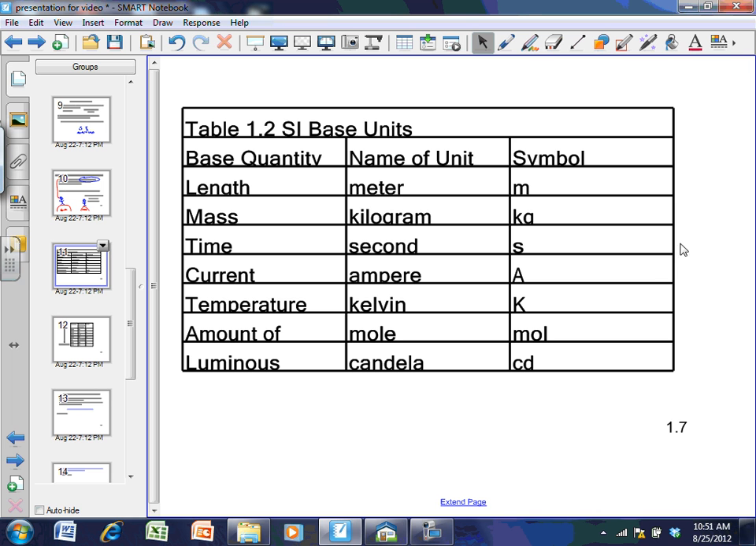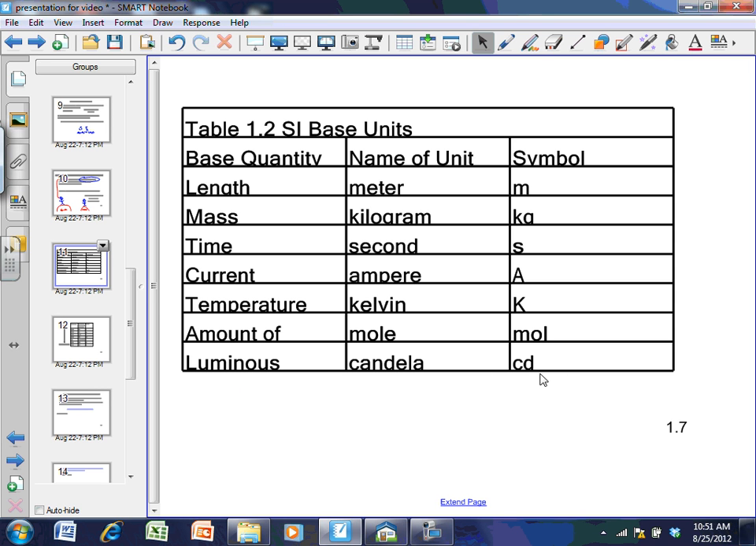The SI, which is the sort of governing body for units, has 7 base units, and then other units are derived from these units. Length is measured in meters, mass in kilograms. The base unit of time is a second. Current, which is how much electrical charge is moving per time, is ampere. Temperature is Kelvin, not degrees C. Amount of substance is a mole. And then the luminous intensity is the candela.